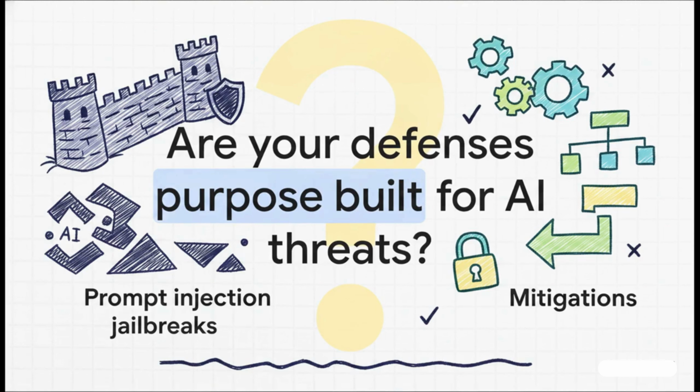So, I'm going to leave you with this final question to think about for your own environments. Are your organization's AI defenses actually purpose-built for the unique threats of artificial intelligence? Or are you just crossing your fingers and hoping a traditional firewall will magically catch the next prompt injection jailbreak? The mitigation steps are out there. Now it's just time to put them to work.